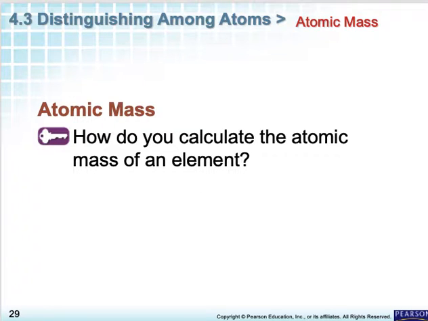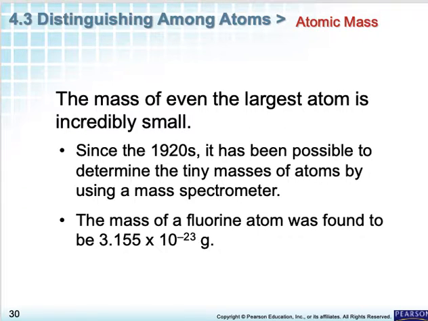Welcome back. Let's talk about atomic mass and how we would calculate the atomic mass of an element. Even the largest atom has an extremely small mass. In the 1920s, we were able to determine the masses of atoms using a mass spectrometer. You don't need to know any dates, but we found that a fluorine atom was 3.155 times 10 to the negative 23rd grams, and that's very, very small.